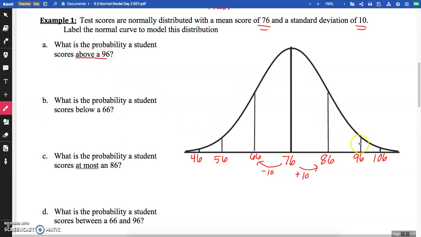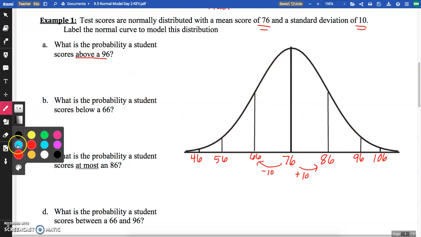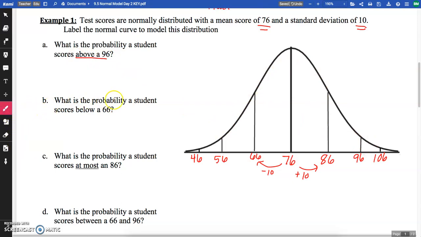So before I do this, what might be more helpful is to label those percentages so that I don't have to think back in my head. I can just see them right on the paper here. So we have 34, 34, 13.5. You're going to write these down a ton throughout this unit. And then 0.15. So if I'm looking for anything above a 96, I'm going to start by finding 96 right here. So anything above 96 is going to be to the right.